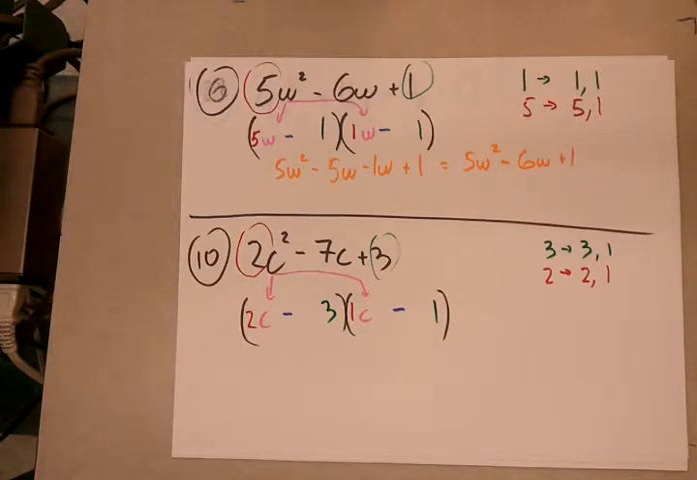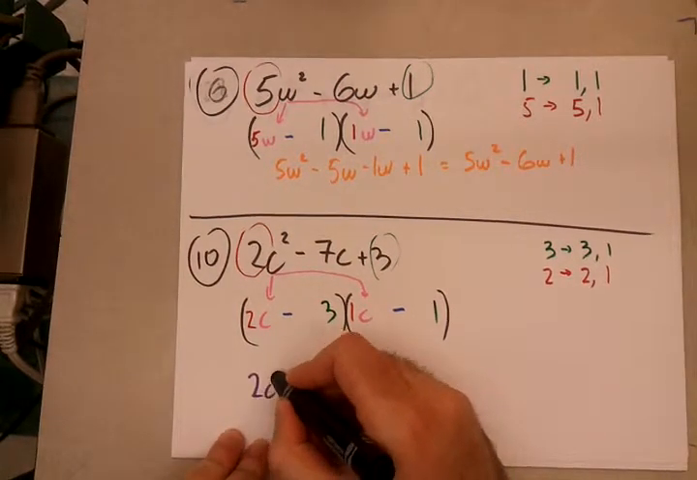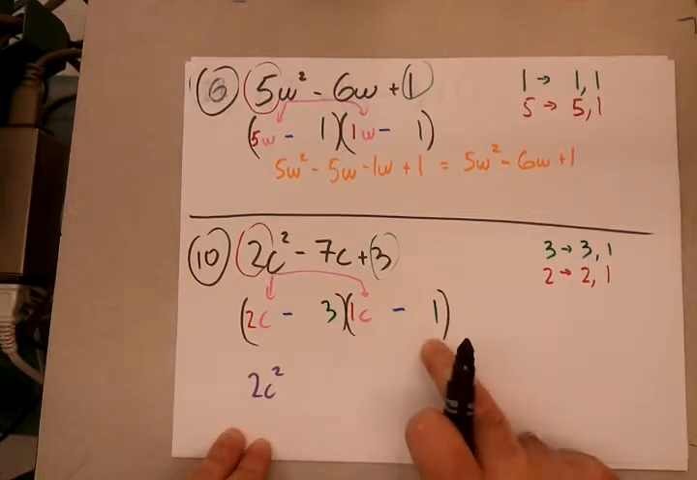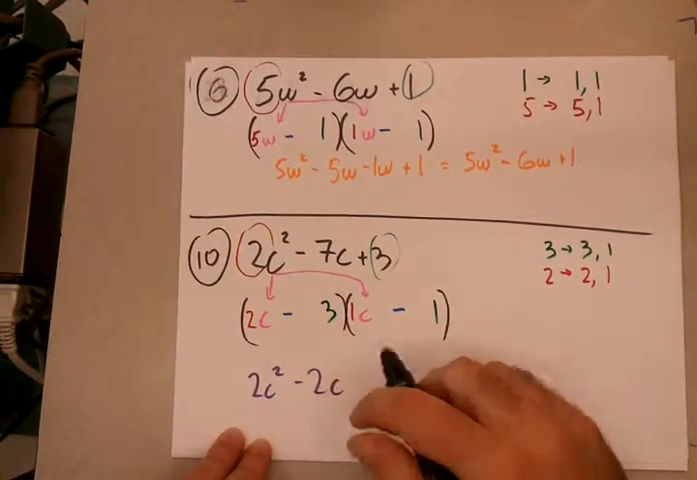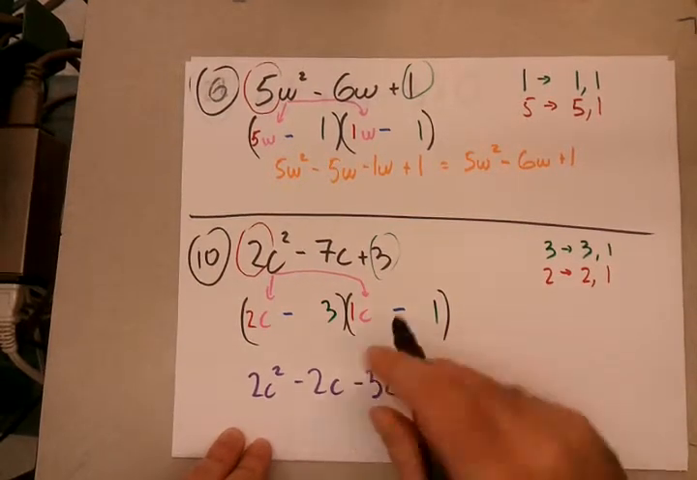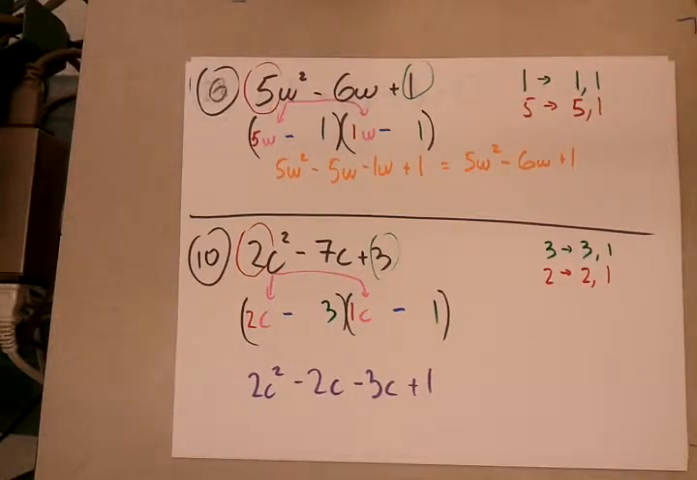Okay, all right. Let's FOIL and see what we get. I'll use purple this time. 2c times c, that's 2c squared. 2c times -1, that's -2c. -3 times c, that's -3c. -3 times -1, it's a +1.